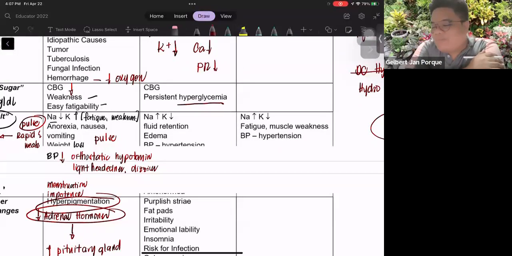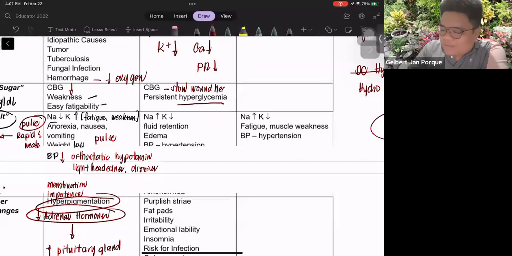Class, if there is hyperglycemia, what is the next problem? Diabetes. If there is diabetes, class, what happens to the wound healing of my patient? Is it normal, fast, or slow? So class, one of your problems in a patient with Cushing syndrome is that there will be slow wound healing. Okay?